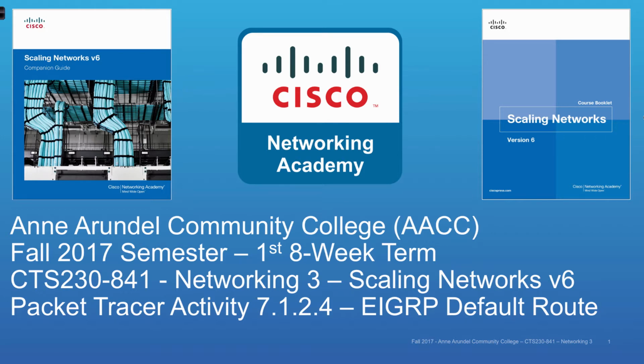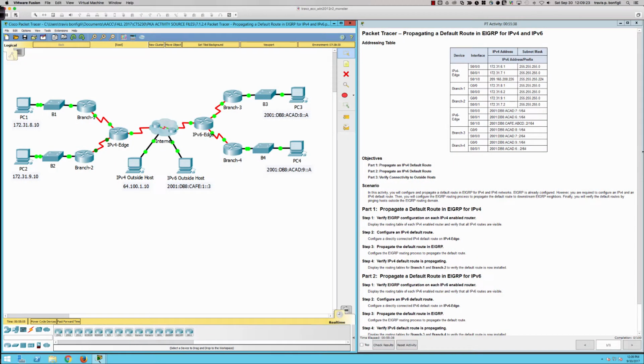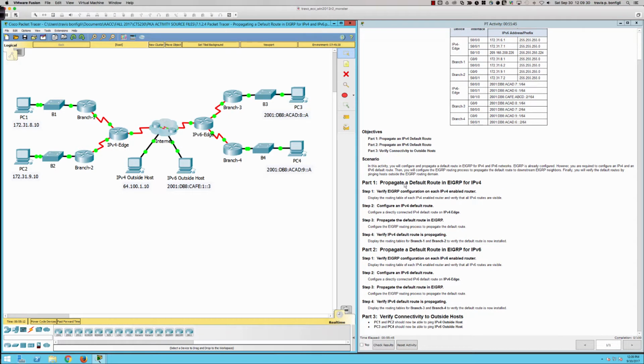And this afternoon's video tutorial and solution set is going to be on Packet Tracer Activity 7.1.2.4, where we're now going to be taking a look at how we can get a default route injected into our EIGRP Autonomous System routing domain. So let's go ahead and take a look at the activity here. We're going to be doing a default route for both IPv4 and IPv6. We're going to be operating on both sides here. And so all of the instructions are visible here on the right-hand side. So let's go ahead and dive in.